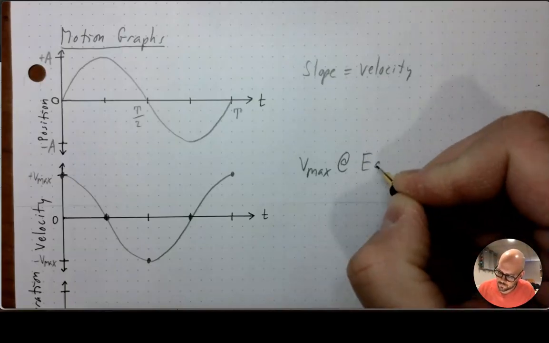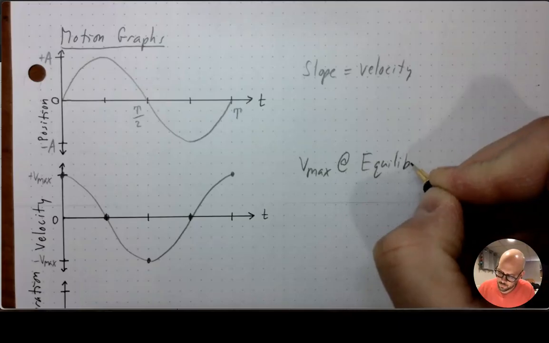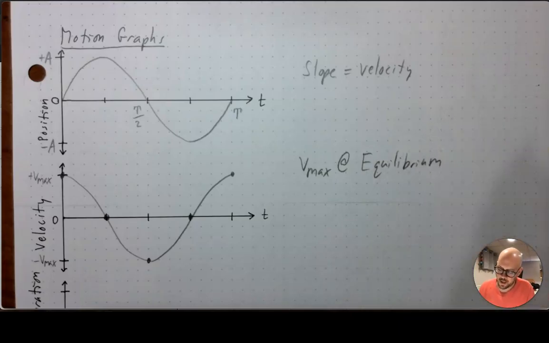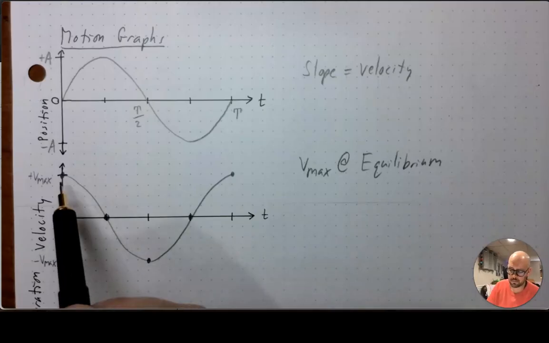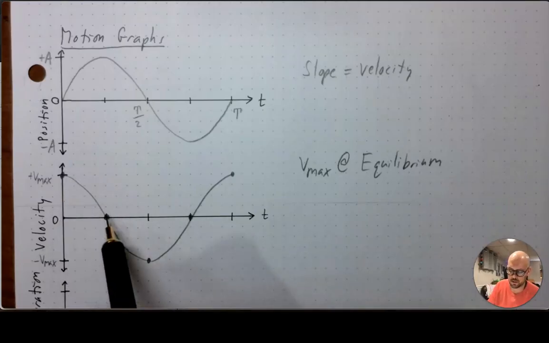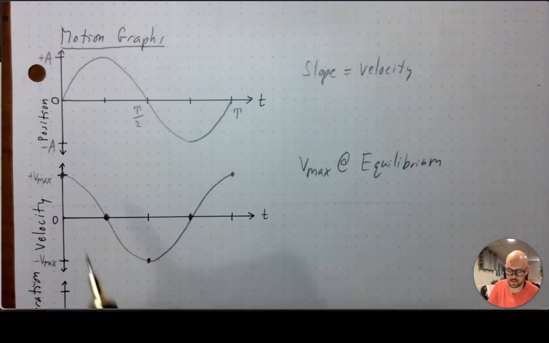So that maximum velocity happens when the object is passing through the equilibrium. So the forces line up so that the acceleration has happened and the maximum amount of acceleration in the same direction ends when it gets to equilibrium. And so that's where our maximum velocities are going to be.